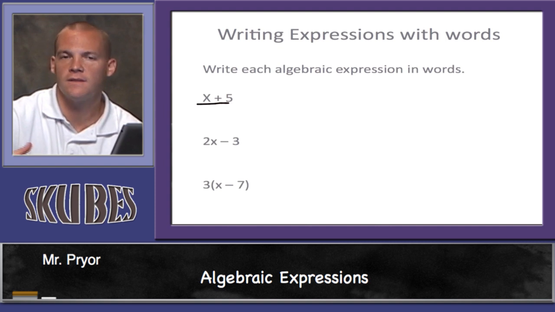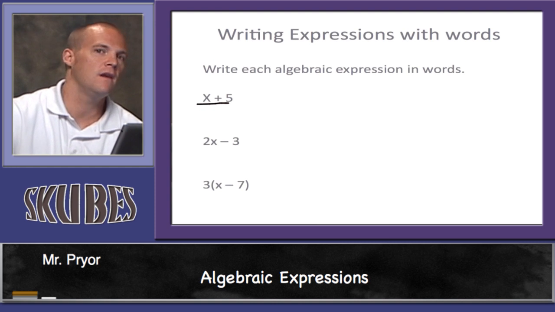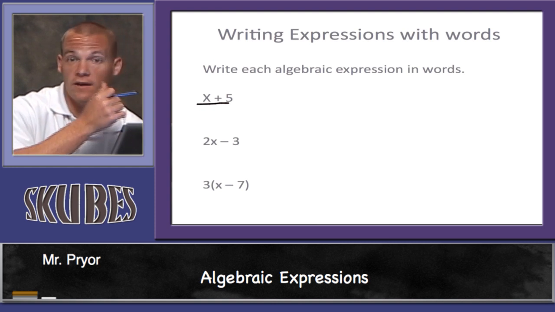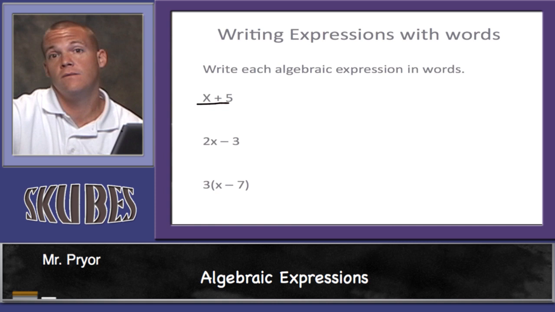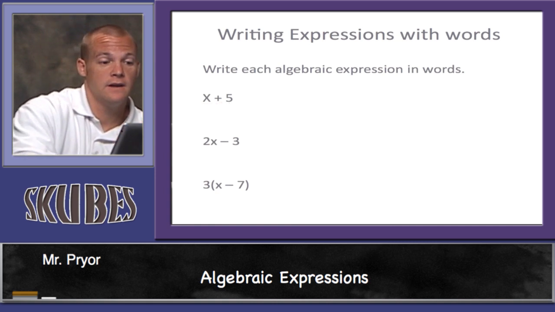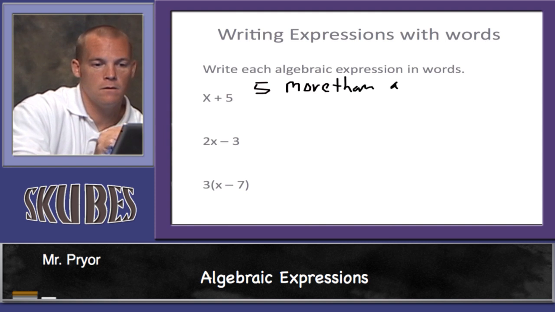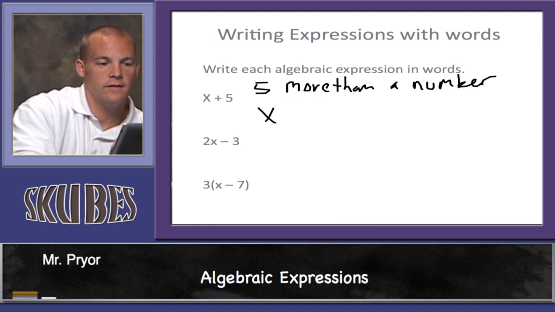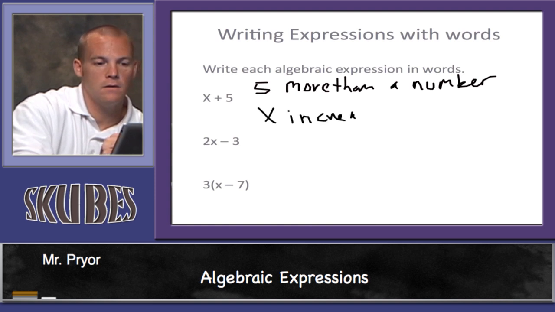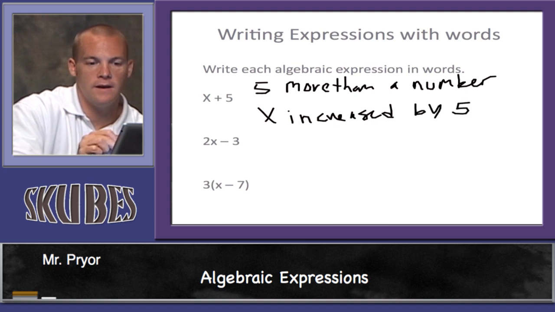You're probably going to see words like sum of, or increase by, or more than. So you need to try to think of ways to write x plus 5 in words using that vocabulary. My suggestion here would be something like 5 more than a number. Or how about x increased by 5?